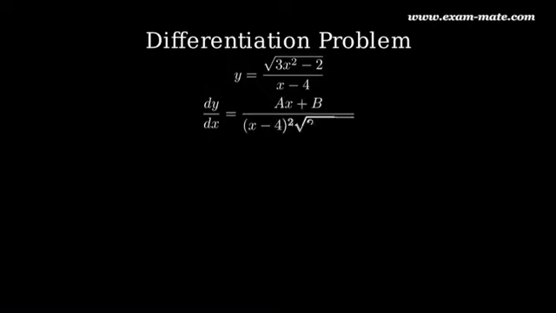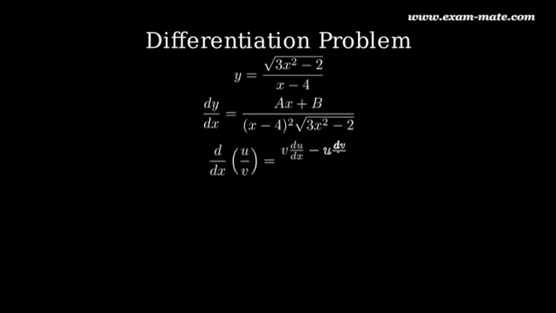Let's solve this calculus problem step by step. We're given that y equals the square root of 3x squared minus 2, all divided by x minus 4. We need to find dy dx, and show it can be written in the form ax plus b divided by the quantity x minus 4 squared times the square root of 3x squared minus 2, where a and b are integers. To solve this, we'll use the quotient rule.